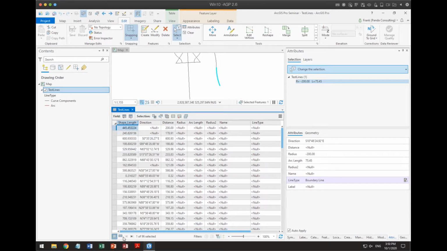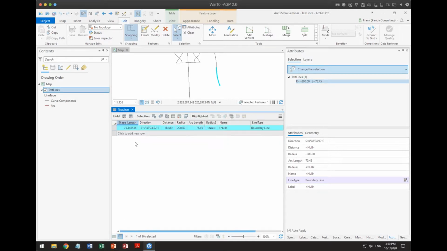Shape length. Shape length, 75.446. That doesn't sound right, does it? That sounds like that's actually the arc length on here.